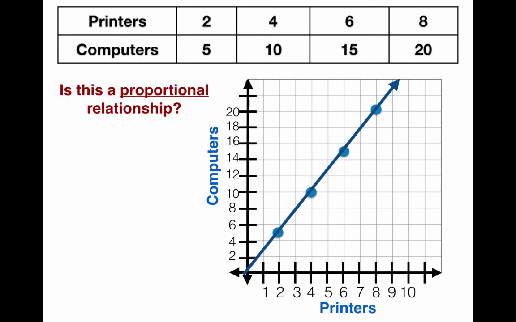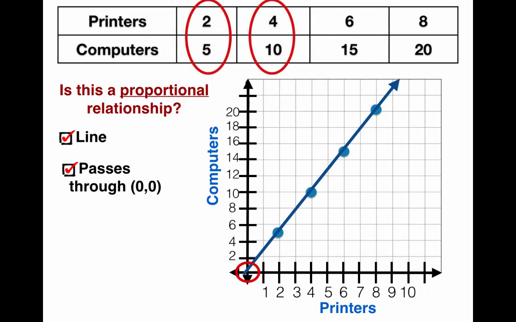Do we have all 3 qualifications? Is it a line? Absolutely, that kind of stood out right away. Does it go through 0, 0? Does it hit that origin spot? Totally goes through 0, 0. If you were nice and neat and you used your ruler, it should have gone through 0, 0. And then the last question, will the fractions be equal to each other? This one doesn't always hold true, so let's check it.